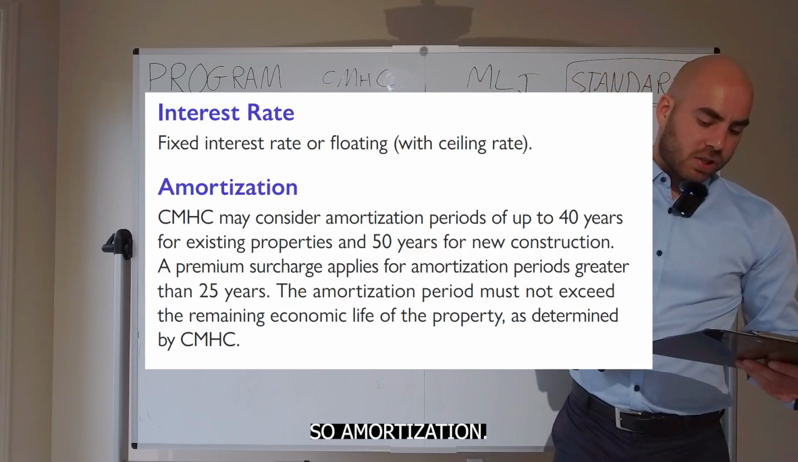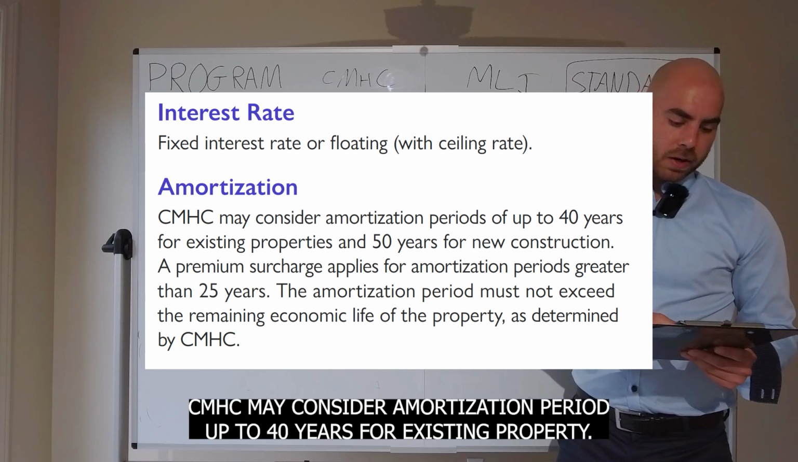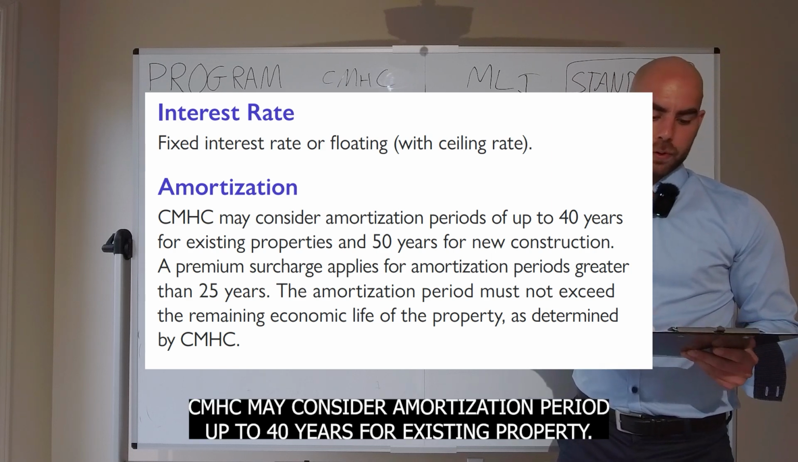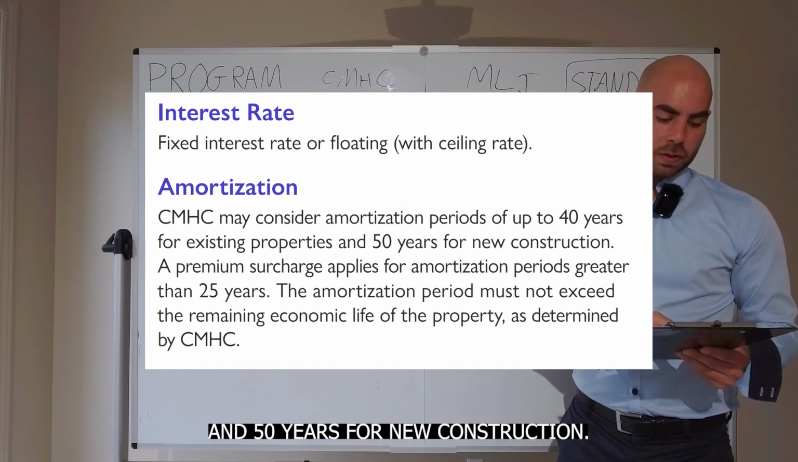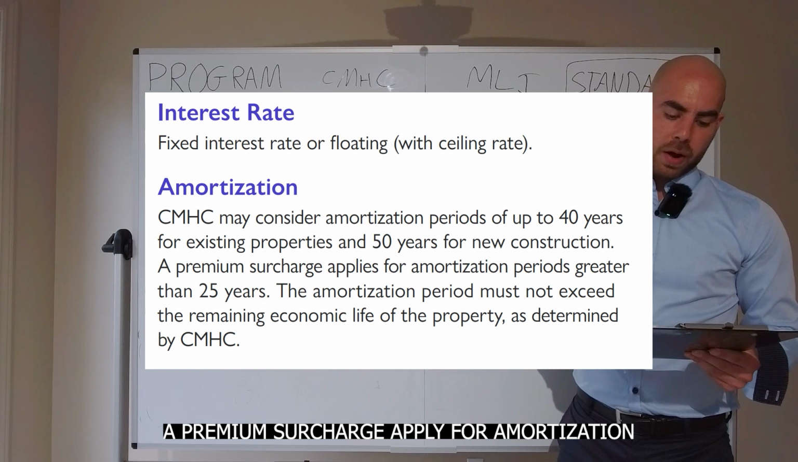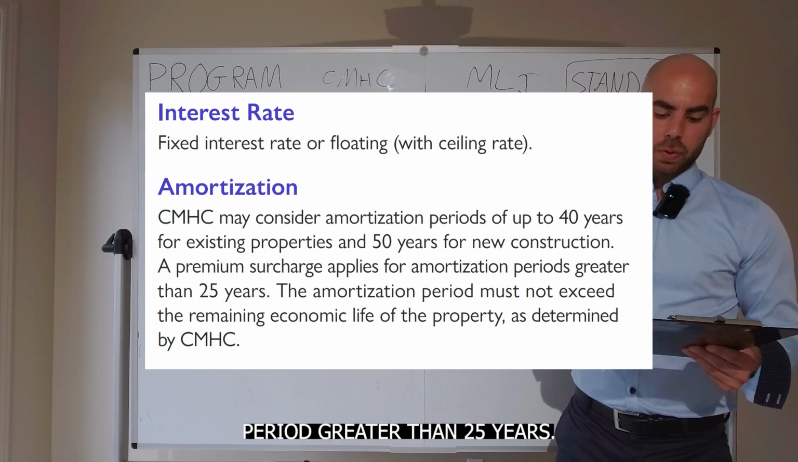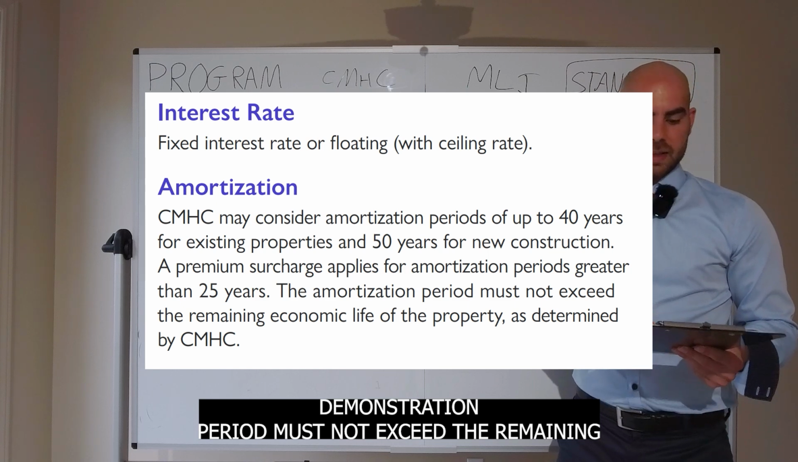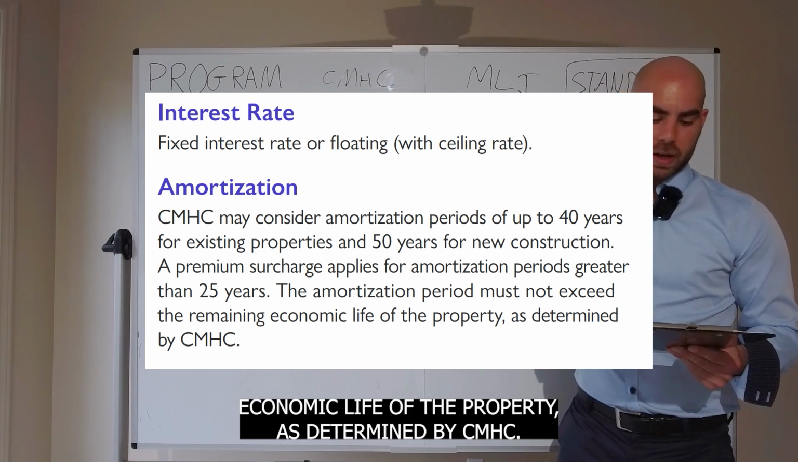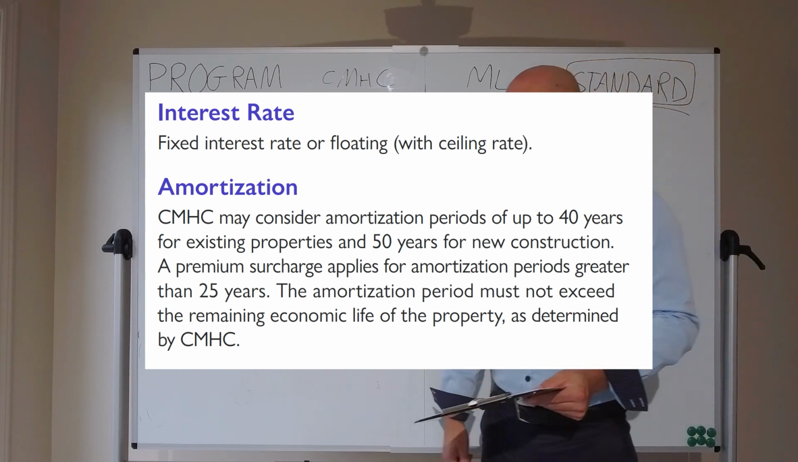So amortization. CMHC may consider amortization period up to 40 years for existing property and 50 years for new construction. A premium surcharge applies for amortization period greater than 25 years. The amortization period must not exceed the remaining economic life of the property as determined by CMHC.